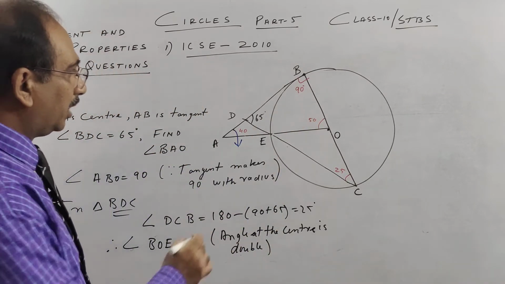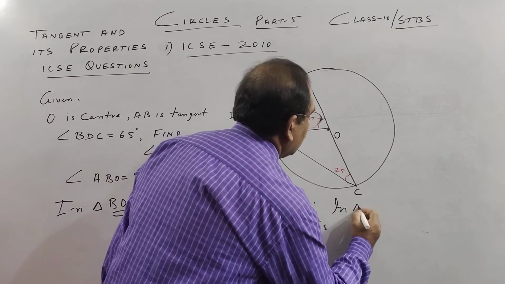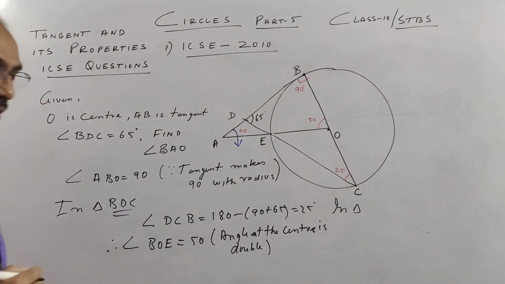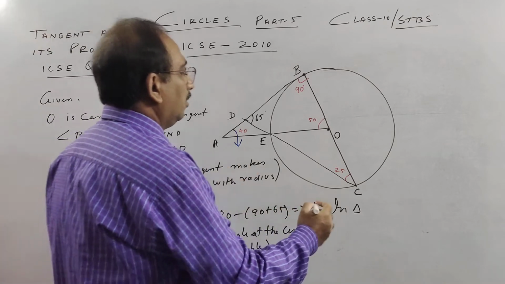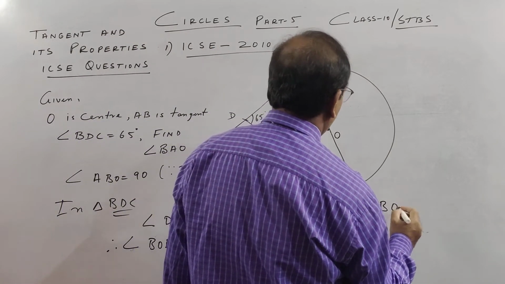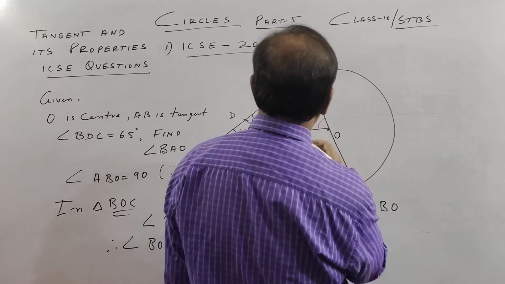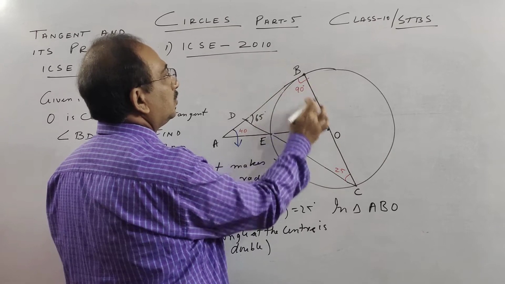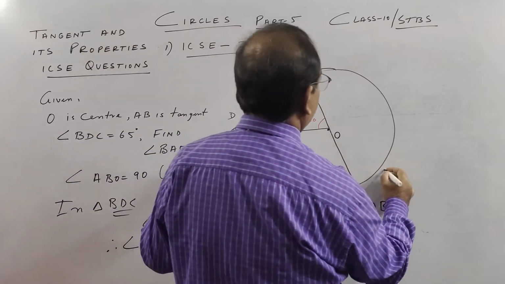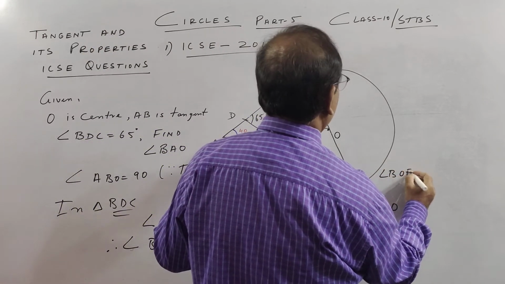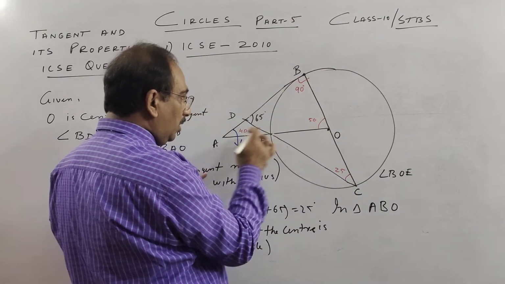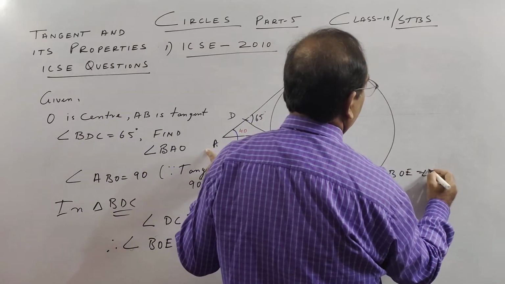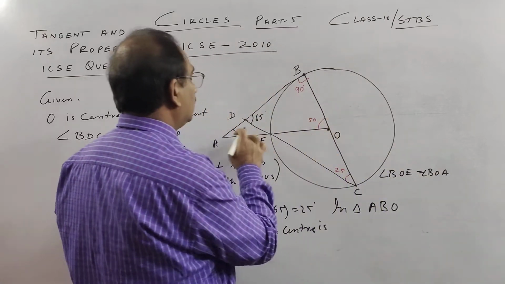Now we come to the final part. In triangle ABO, what do we see, children? This is 50, this is 90, and these two angles are the same. You can write here, in fact, angle BOE equals angle BOA, because they are in the same segment.